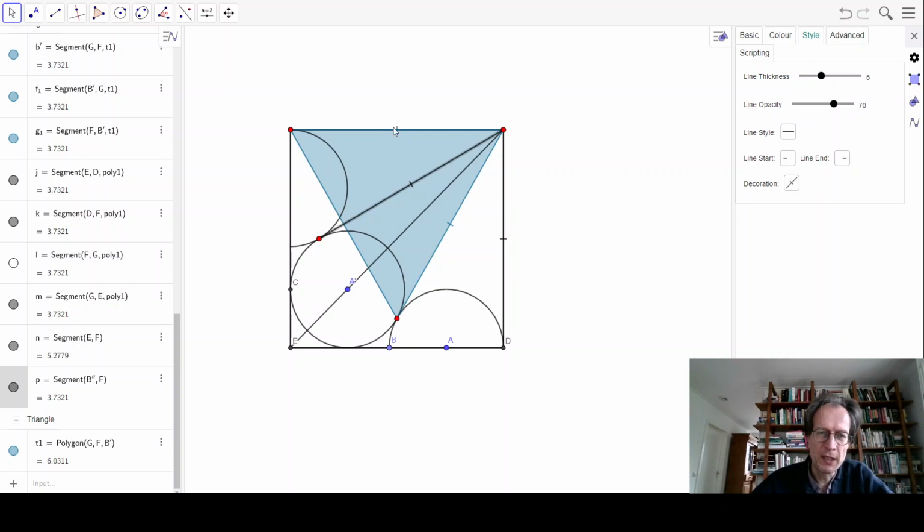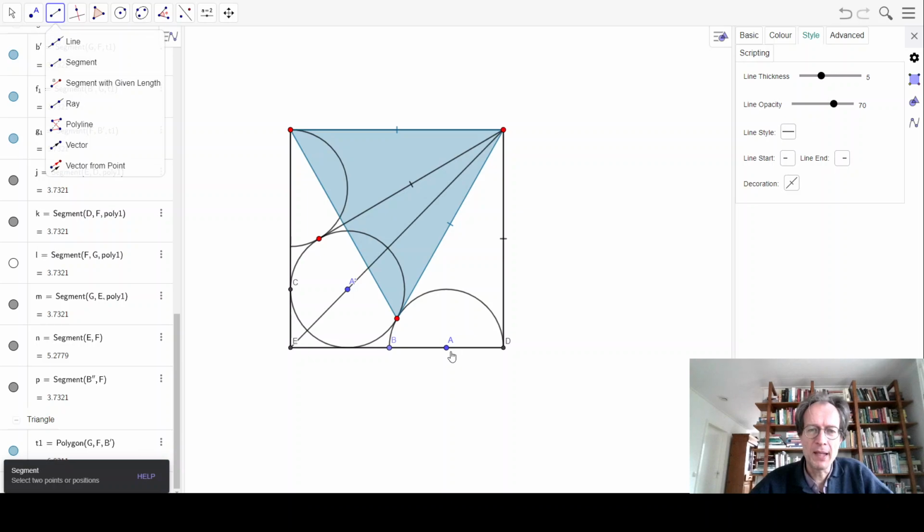It has two equal sides. But we did not yet establish that this side is also equal. That's not very hard to do, because the circles have equal radius. So that means that because they are tangent to the same point, these three angles must be the same. And you can easily make that plausible.